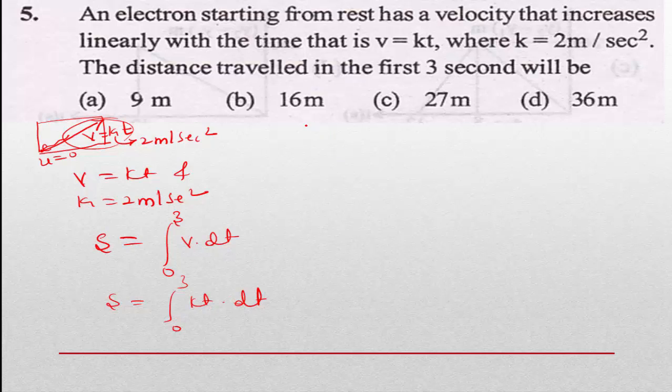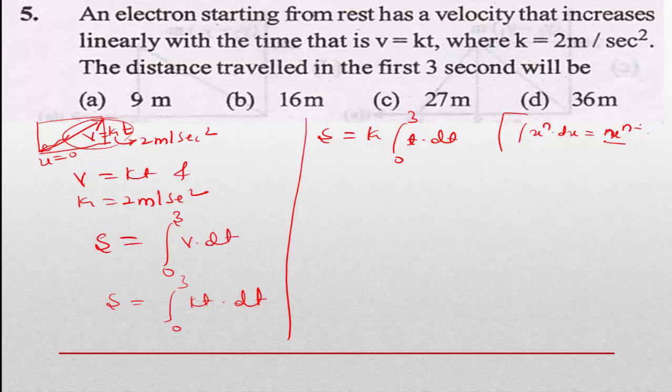When you integrate this value, k is the constant, take that value outside, s equal to k into integration of 0 to 3 t into dt. It is in the form of integration of x to the power of n into dx is equal to x to the power of n plus 1 divided by n plus 1. This is the standard formula.